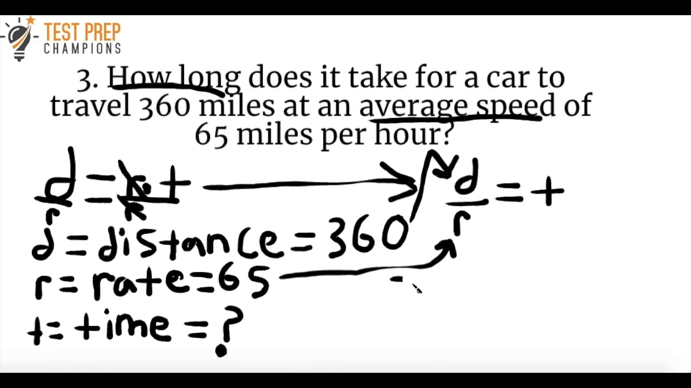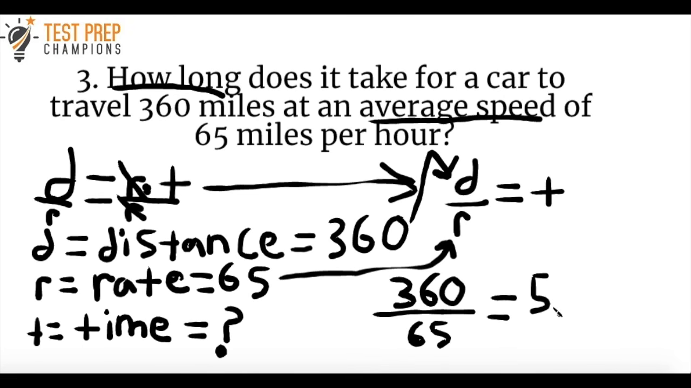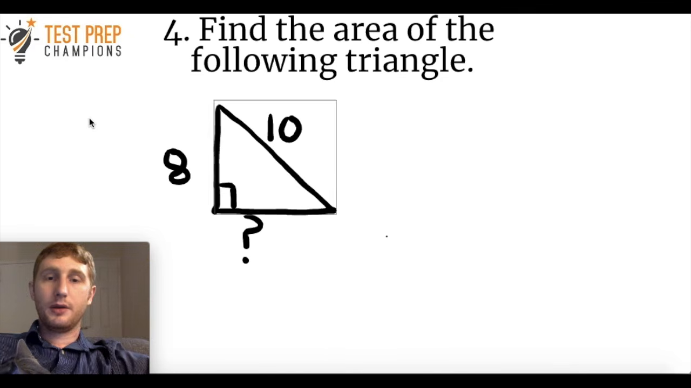So let me rewrite this whole thing now. So again, 360 is our distance, and our rate is 65. So now you can just go in your calculator and do 360 divided by 65, and the answer here is 5.5 hours. So the time that it's going to take to travel 360 miles going at an average speed of 65 miles per hour is about 5.5 hours.